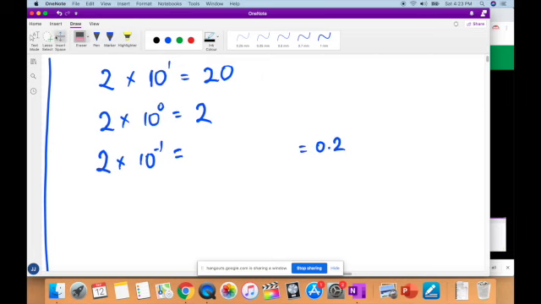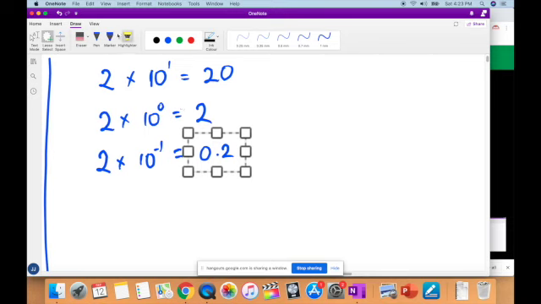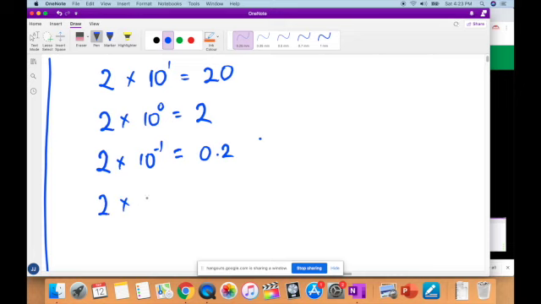You okay? I want you to notice what's going on with the decimal space. This is the point. Well, it's literally the point. So we notice that. What about 2 multiplied by 10 to the negative 2? What's that going to be?